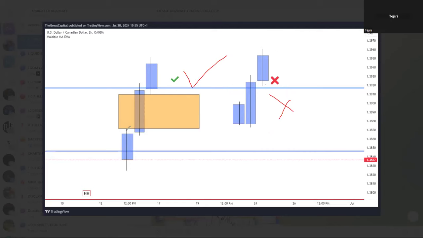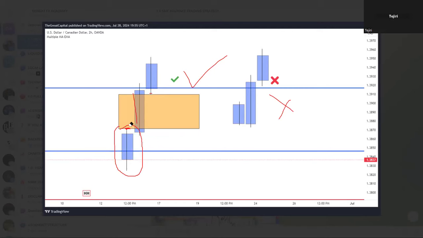So for your imbalance, it's going to be from this point to this point. This is your imbalance. This guy here is your order block. So if price is coming like this now and pushing up, this is your order block. This is your imbalance. So a valid order block must have an imbalance before it.